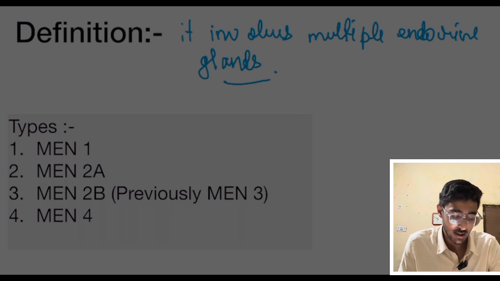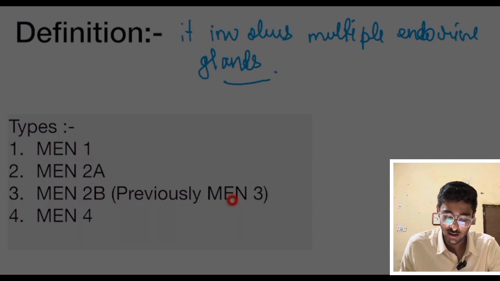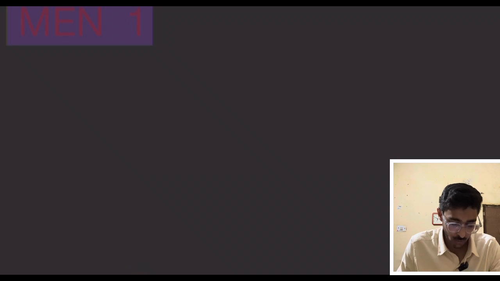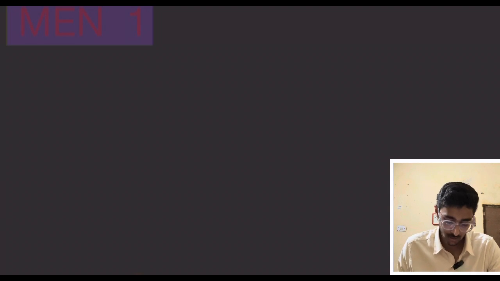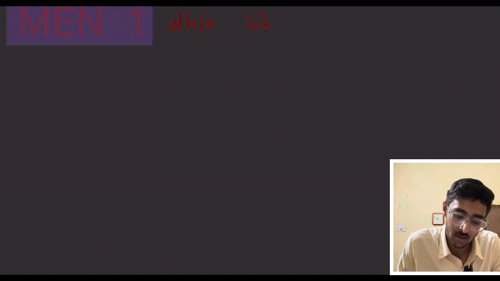And here are the various types of MEN syndrome listed. MEN 1, type MEN 2A, type MEN 2B, which was previously known as MEN 3, and MEN 4. Okay, let's begin our discussion by learning about MEN 1 syndrome. It is also known as Wermer syndrome.